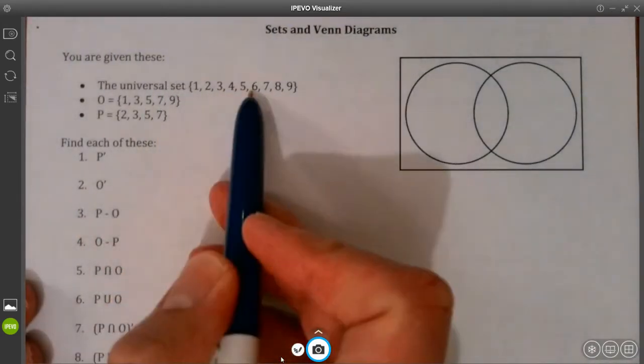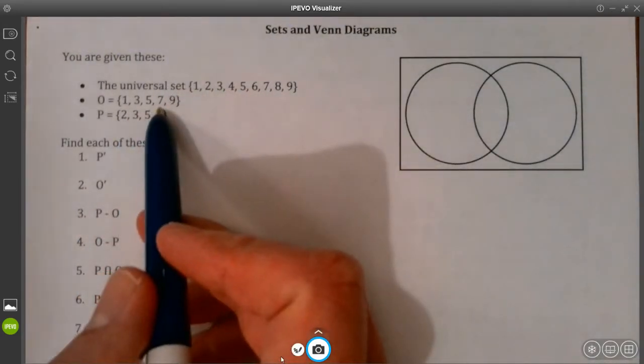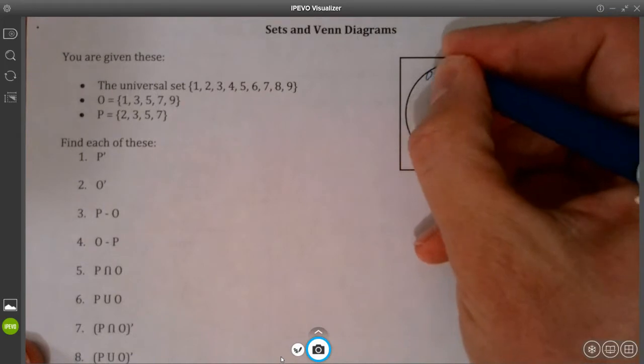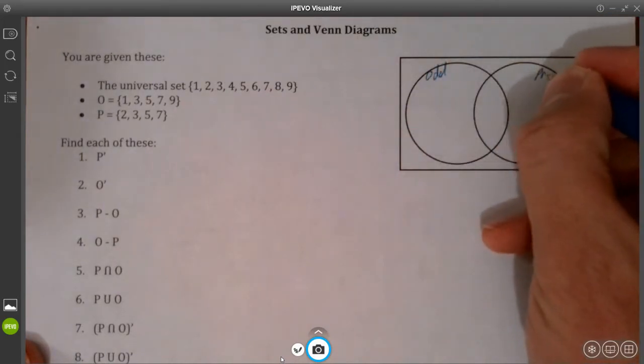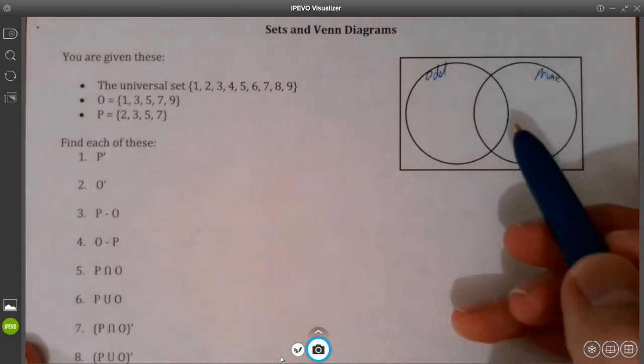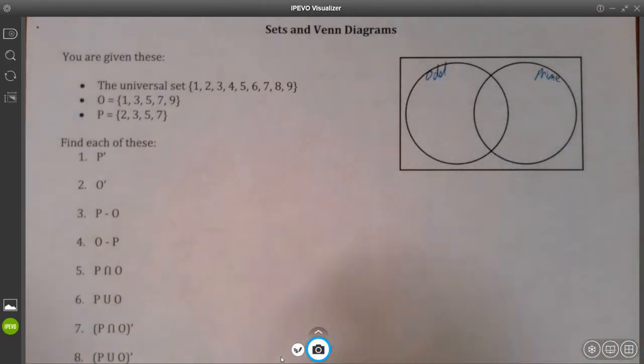So you're given the universal set. You're given O, which is going to be the set of odd numbers, and P, which is the set of prime numbers. And we are going to list them. So we're going to have odd numbers here, we're going to have prime numbers here, and there are some odd numbers that are also prime. Actually, all but one of them is. And so let's just start figuring out what goes where.